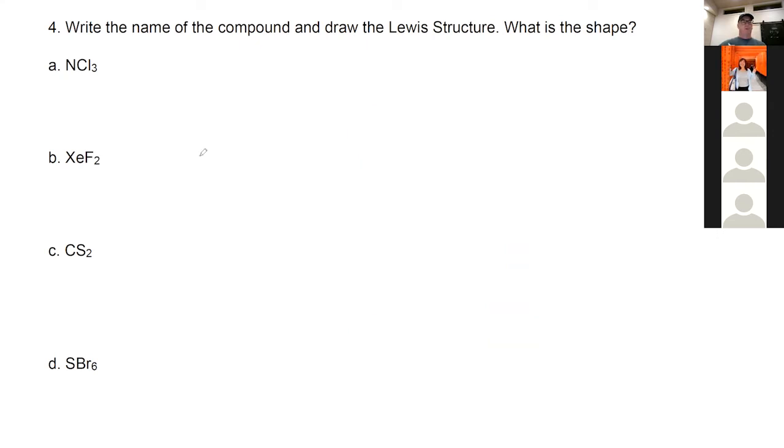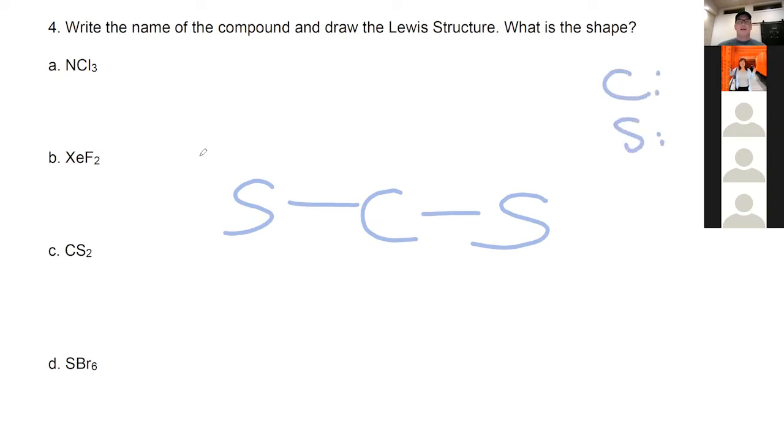All right. CS2. Who goes in the middle? Carbon. Carbon always goes in the middle, pretty much. It's very rarely that carbon does not go in the middle. So we have carbon on this side, put an S on this side, S on that side, single bonds. So how many total valence electrons should we have here? How many does carbon have? Carbon is 4, right, group 4. Sulfur has 6 each, for a total of 12.